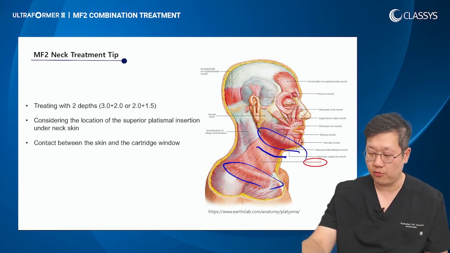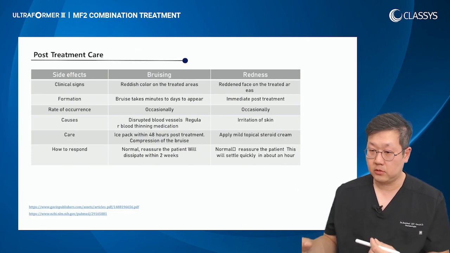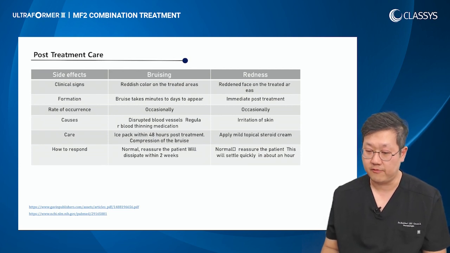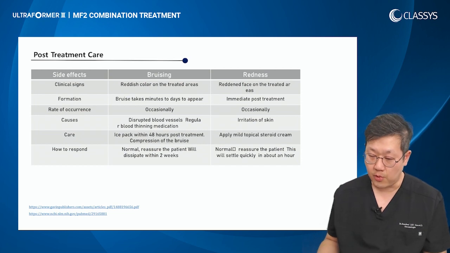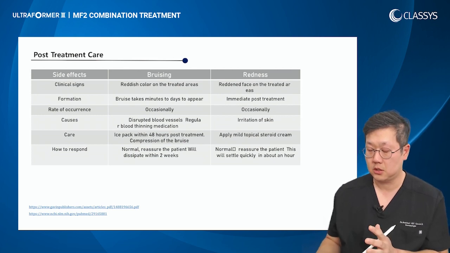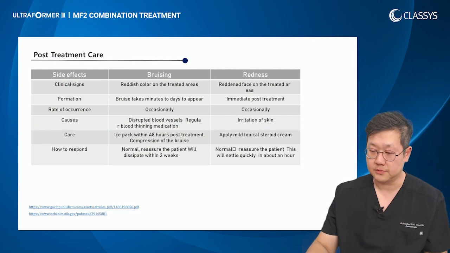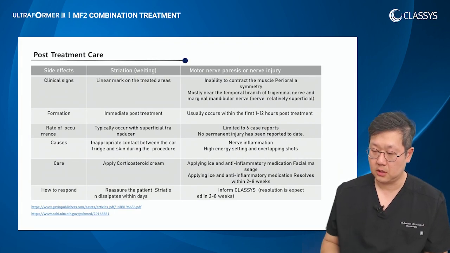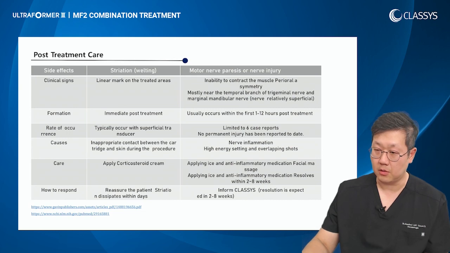And if there are some wrinkles, like usually in these kinds of directions, maybe we can add some supraplatysmal treatment if it is necessary. Usually we have very typical post-treatment care. If we have side effects like clinical signs, like reddish color changes or swelling, usually waiting is just enough. There are very rare blood vessel problems. Maybe we can keep cold compressions, but usually it just decreases in hours or a couple of days. Other serious side effects do not happen frequently. I think everybody will know about these post-treatment care protocols.